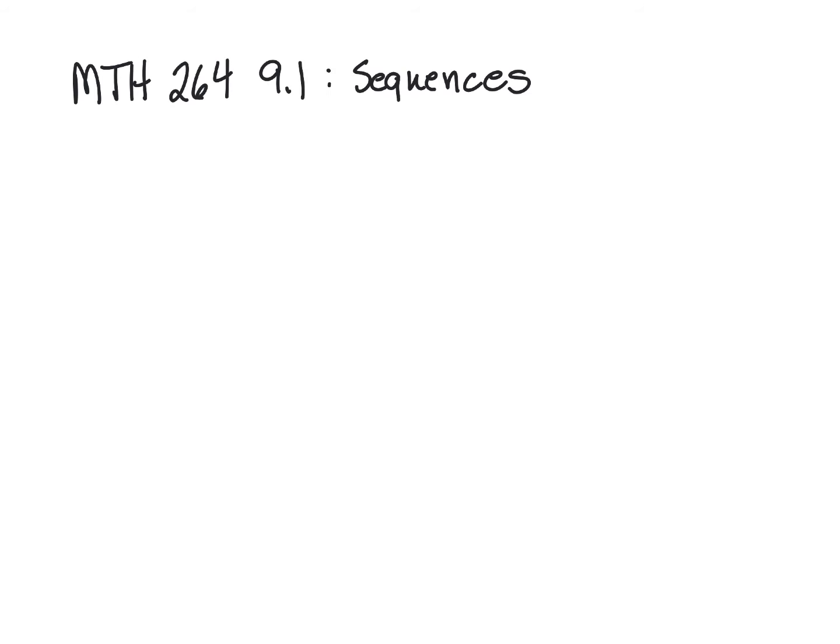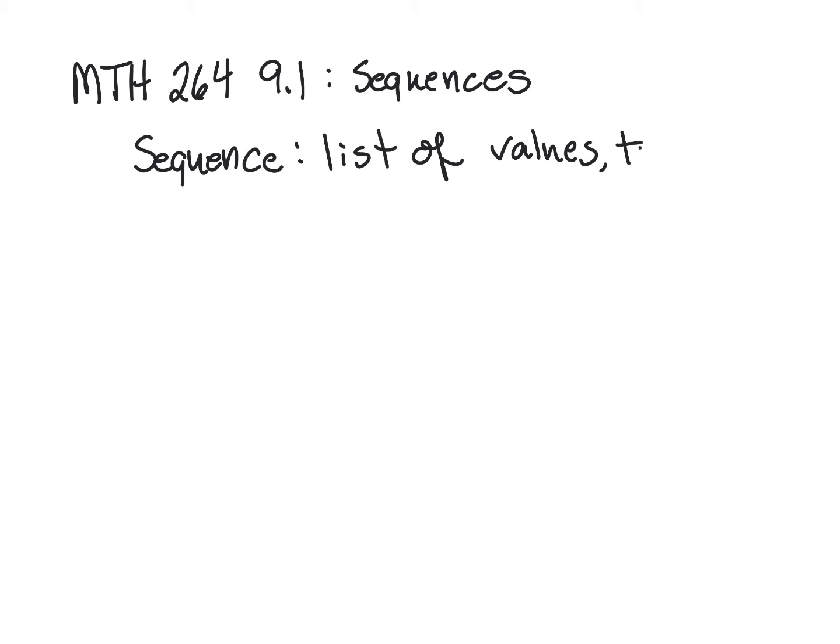Okay, here we go. 9.1 sequences. Now, a sequence is just a list of numbers, values, terms, anything. So it's just a list. It's represented with special notation. The values in the sequence are ordered.